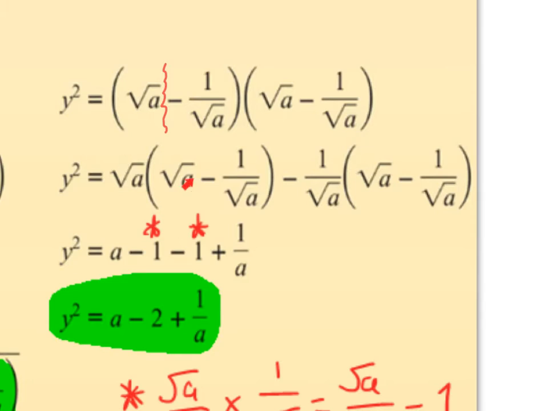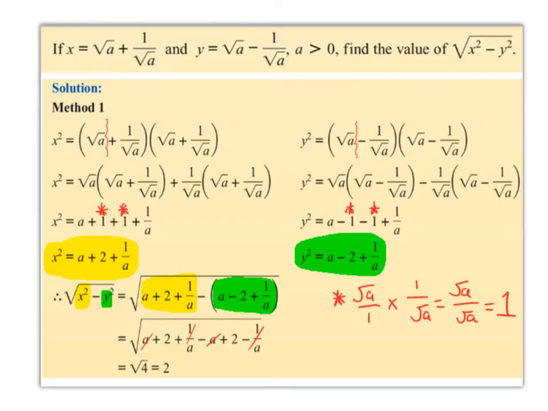And again it's stuck on to root a minus 1 over root a. Root a times root a is a. Root a times minus 1 over root a is minus 1. Minus 1 over root a times root a is minus 1. And minus 1 over root a times minus 1 over root a is plus 1 over a. And then minus 1 is minus 2. So y squared is a minus 2 plus 1 over a. So we worked out x squared to be a plus 2 plus 1 over a, and y squared to be a minus 2 plus 1 over a.